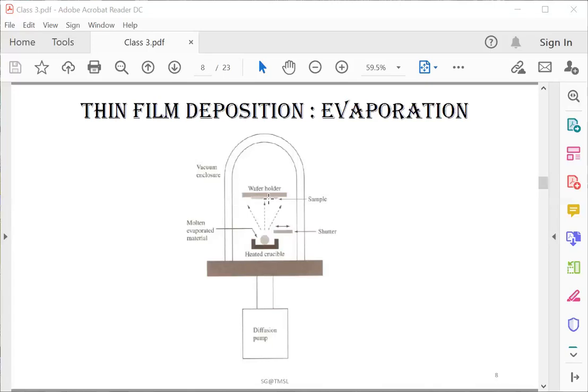Once the desired thickness of the film is reached, you switch off the power supply to the crucible, and this shutter will be in off mode. You put the shutter, so the evaporant will not reach the sample, and automatically the deposition will be stopped on the slide. That is why this shutter is required. There are 5 components in a simple evaporation system: this one, this one, this one, this one, and this.